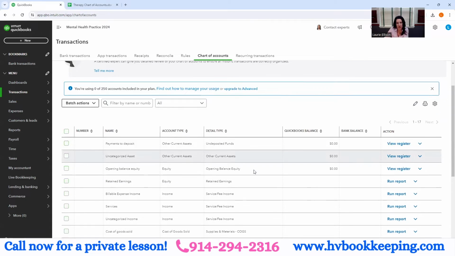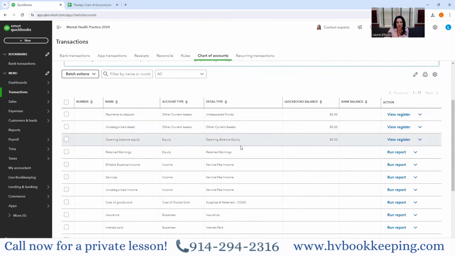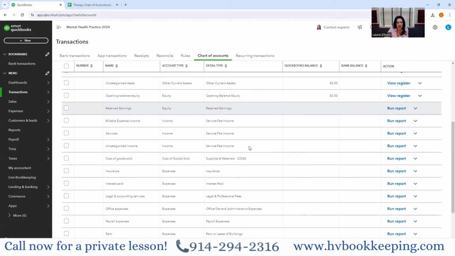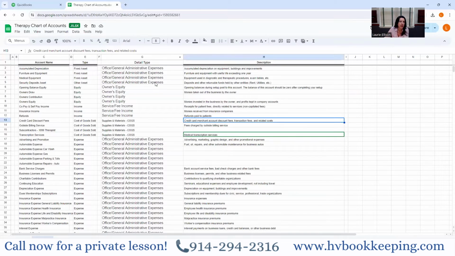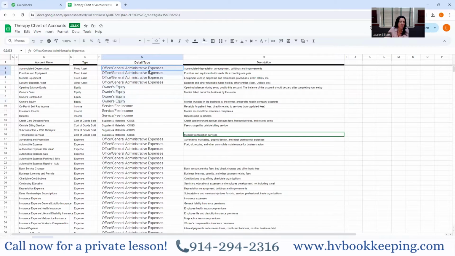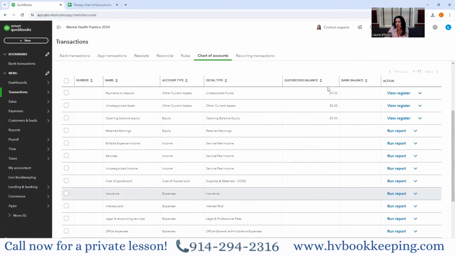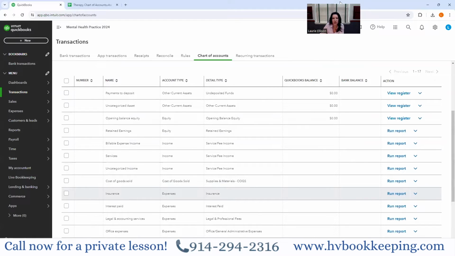The other thing to know too is you have this detail type. That is just QuickBooks, I don't know, trying to collect data. You don't need the detail type. It doesn't matter is my point. The account type is what really matters. So I went in and put the detail type here. And I'm working in a Google Sheet and I'm going to try and import it, which I've never done before, straight from the Google Sheet.